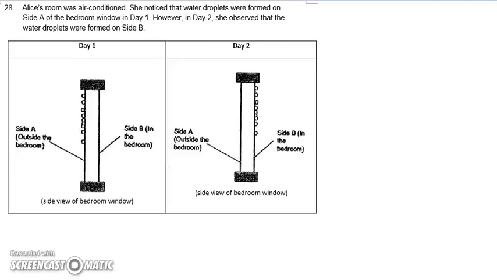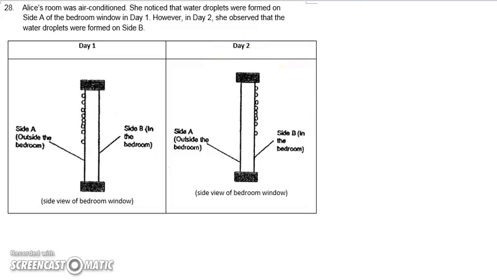Alice's room was air-conditioned. She noticed that water droplets formed on side A of the bedroom window on day 1. However, on day 2, she observed that the water droplets formed on side B. Okay, so what are the conditions that would allow this to happen?